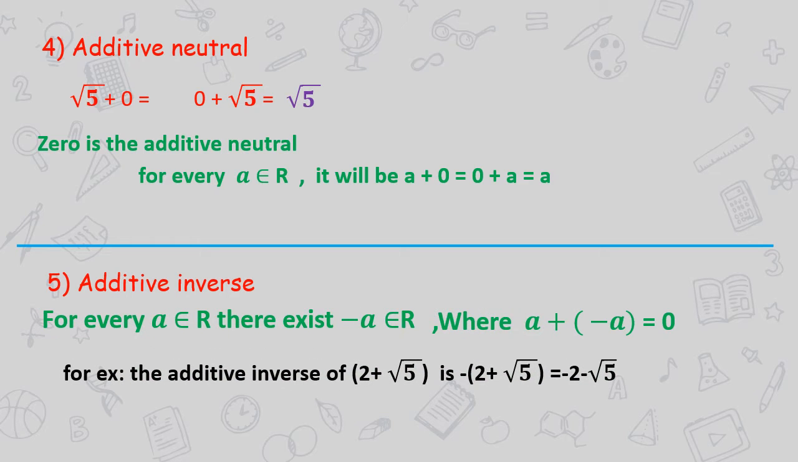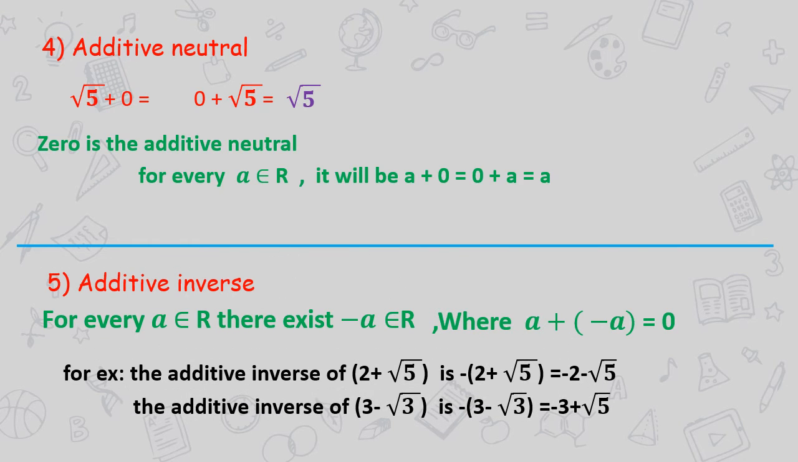The additive inverse of 2 plus root 5 is negative 2 minus root 5. Another example, the additive inverse of 3 minus root 3 is negative 3 plus root 3. Change the sign of the two numbers. 3 minus root 3, the additive inverse of this number is negative 3 plus root 3. Sorry, this is root 3.